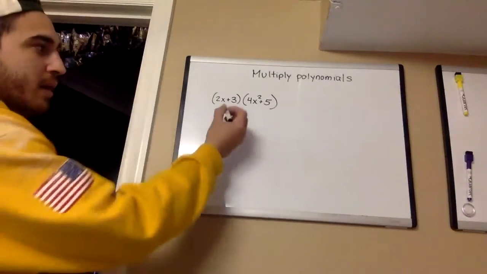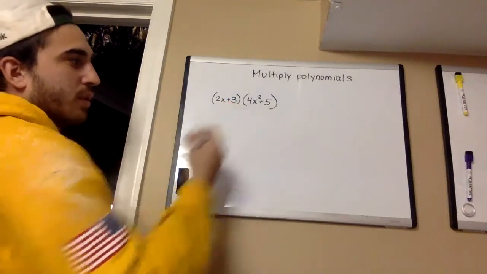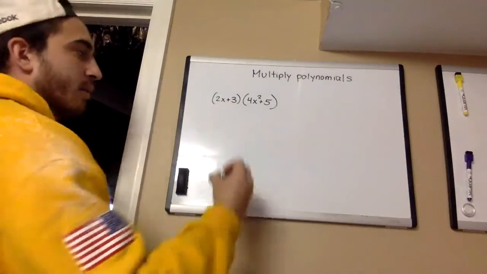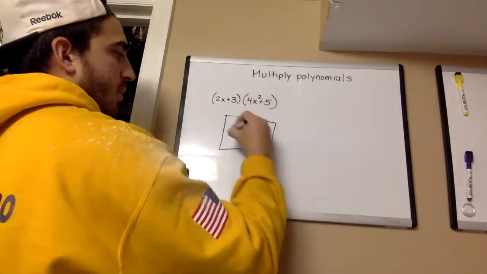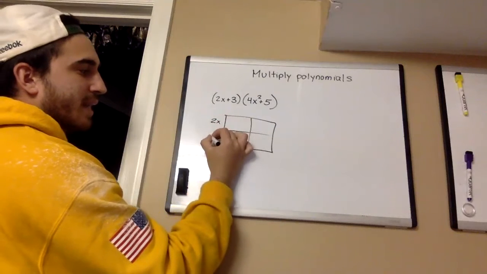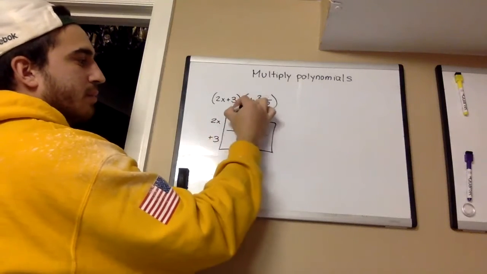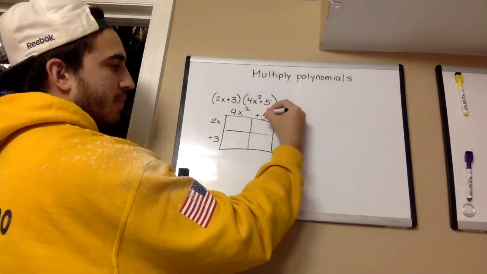So if you look here at these two polynomials, this one has two terms and this one also has two terms. So when I create my box, it's going to be a 2 by 2 box. So I have my 2 by 2. I put this one on the left side. It actually does not matter where you put it, but I usually start off the first one on the left and the second one on the top.